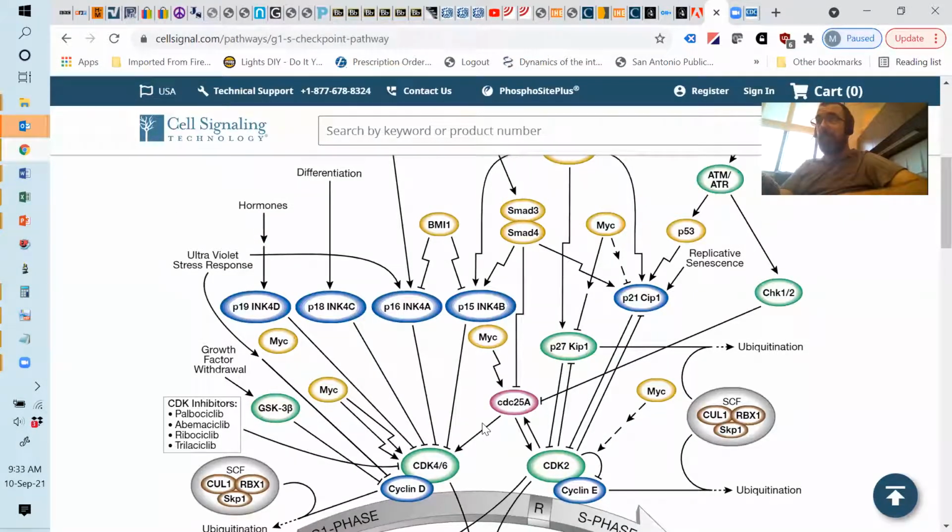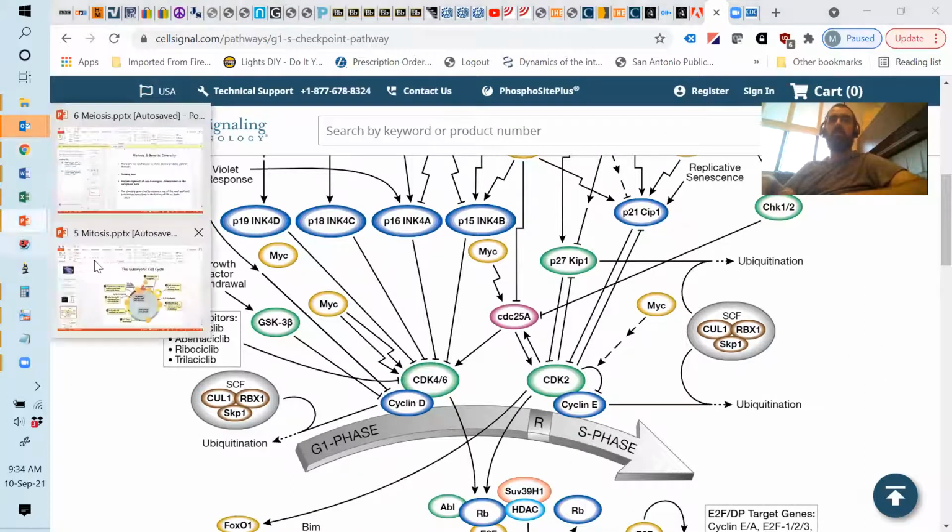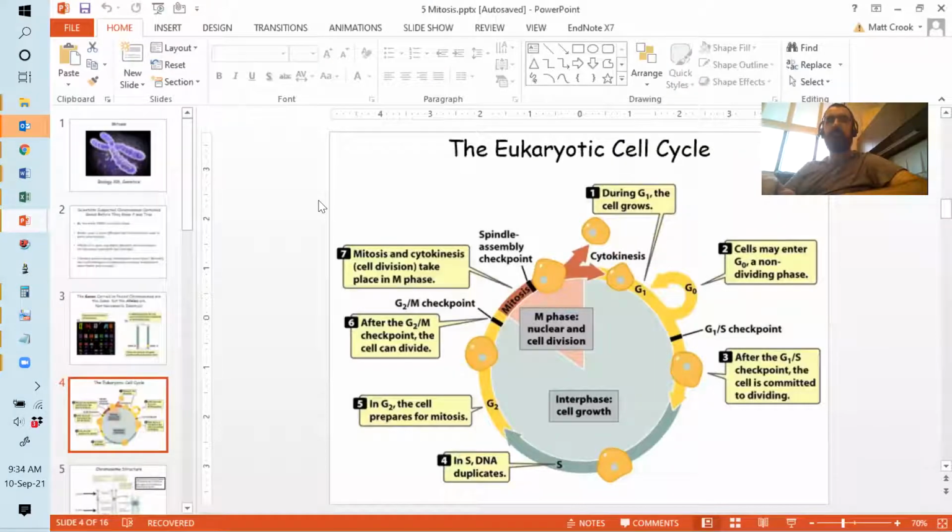So don't worry about this. I'm putting it up there for shock and awe tactics. I'm not going to test you on any of this. But just to show you that this is a seriously complex process, and it's very, very finely controlled because it's super important that it works properly. Yeah, I'll take that off. There you go. I'll read that later.